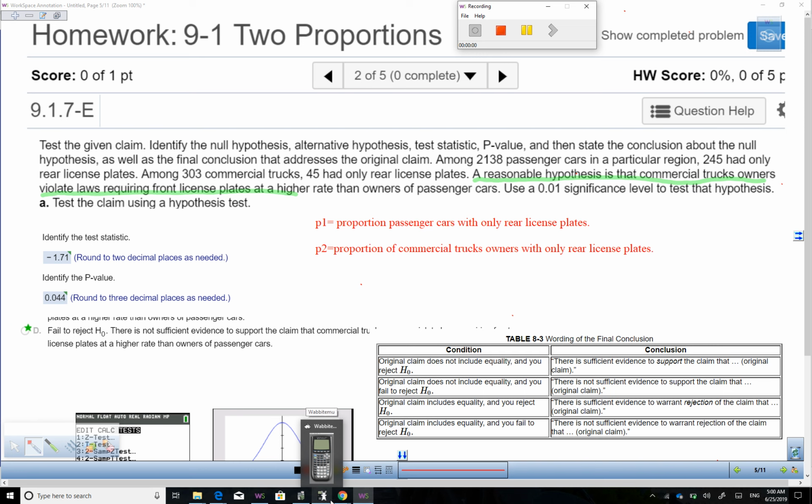Okay, this is problem number 2 on chapter 9, section 1. Take 1 minute to read the problem, pause the video.